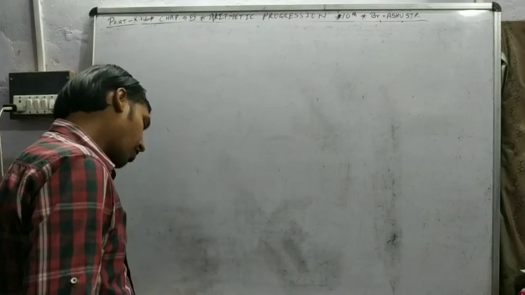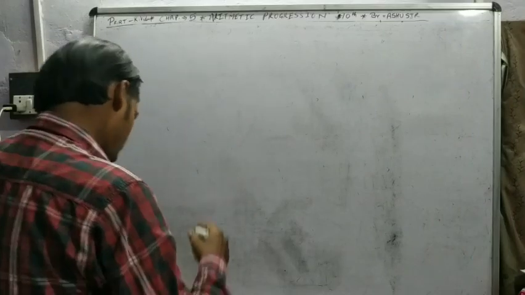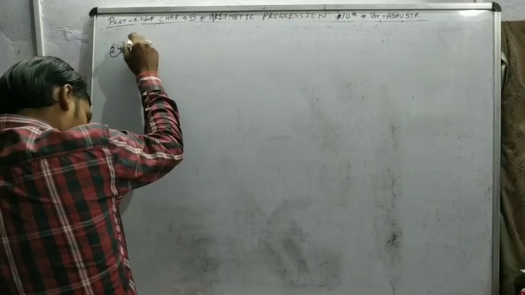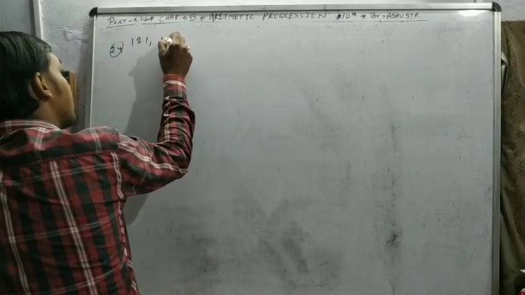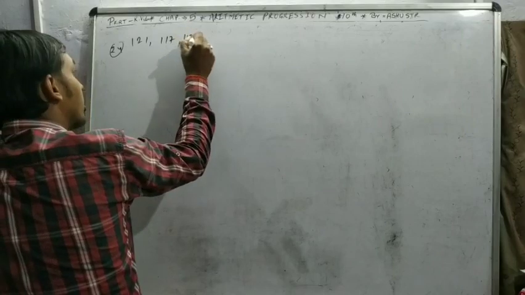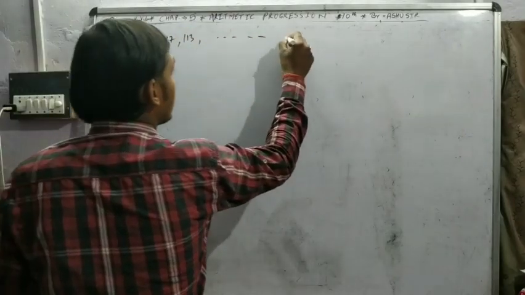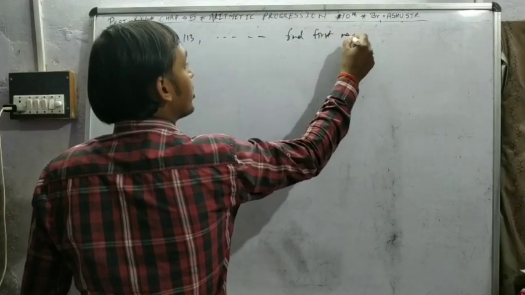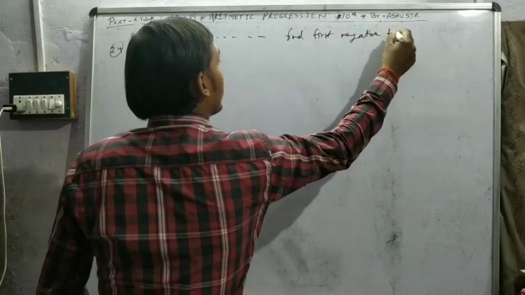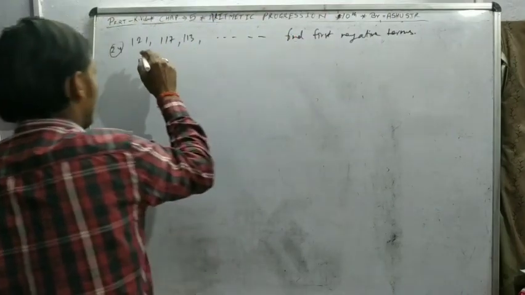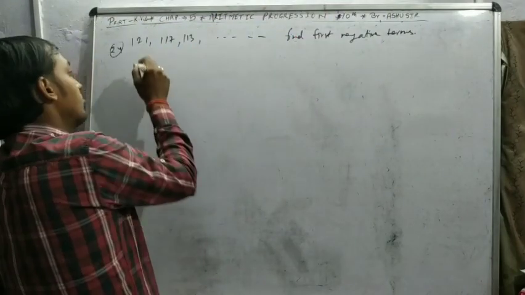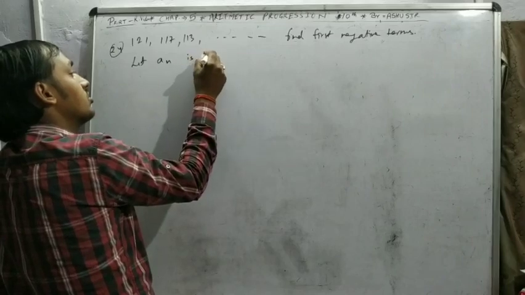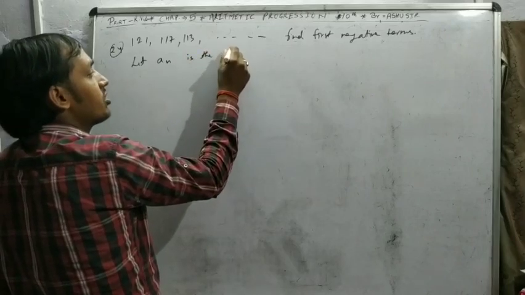The first question, finding the negative terms. The question is: 121, 117, 113, dash. Find the first negative term. So let an be the first negative term.